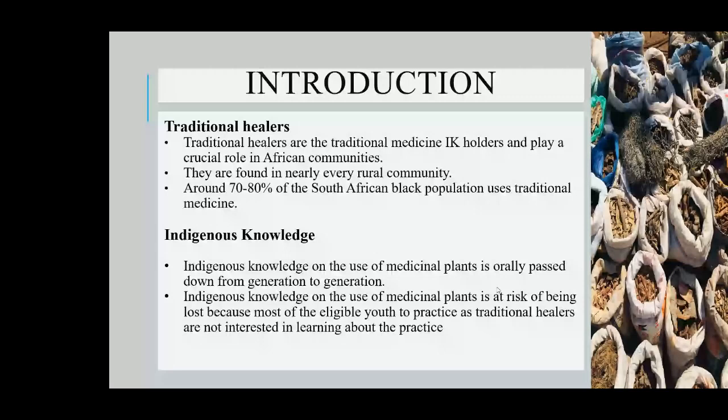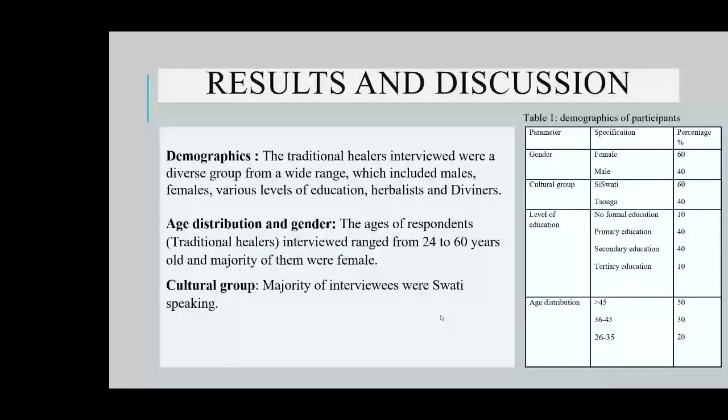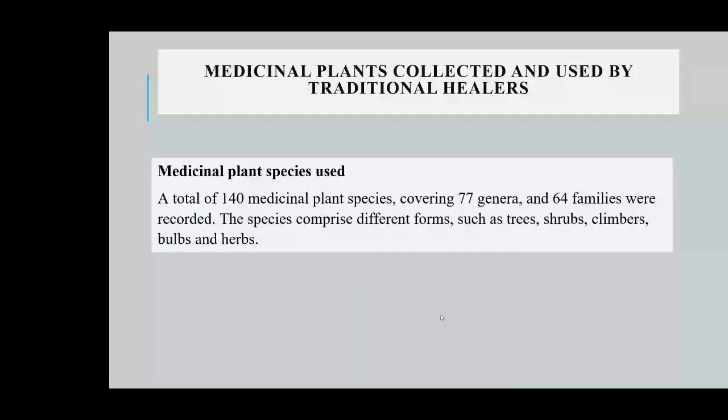The results from this study are in accordance with a study conducted by Williams in 2004, who reported that 70% of the Faraday multi-market traders in Johannesburg were women. A total of 140 medicinal plant species covering 77 genera and 64 families were recorded. The species comprise different forms such as trees, shrubs, climbers, bulbs, and herbs.